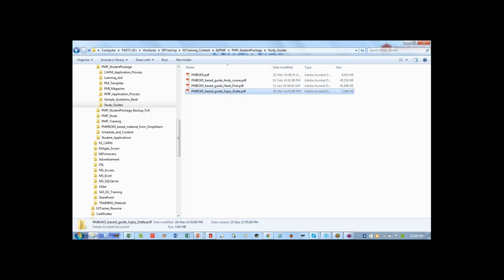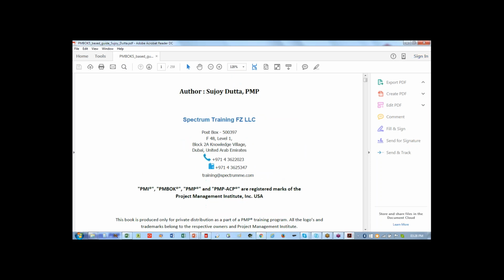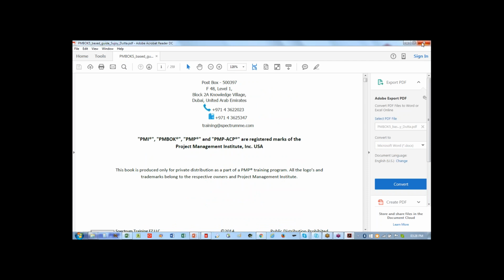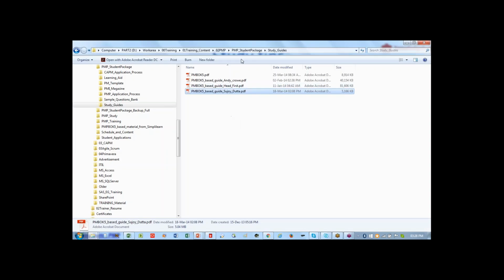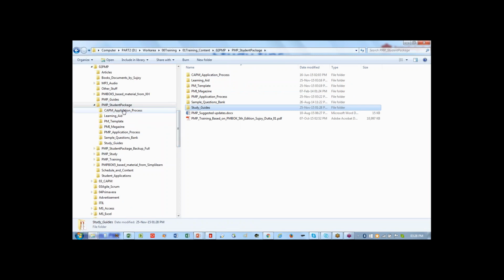So then you have 3 study guides. There is a third one also, which is a little bit of a short guide written by me. I had published it in the Middle East. So you can use this also. So this is how you are going to use the student package.